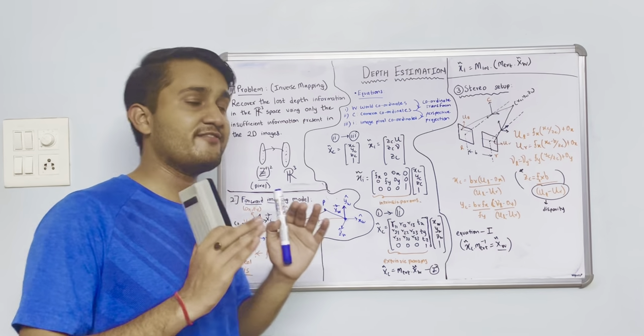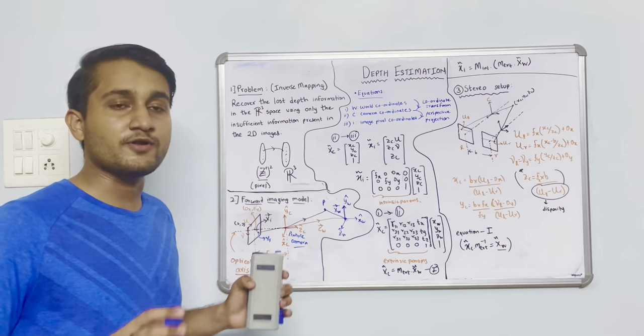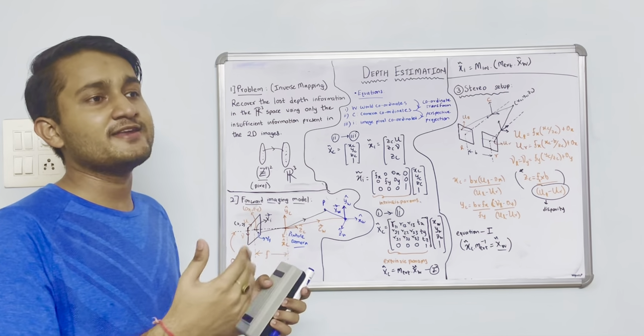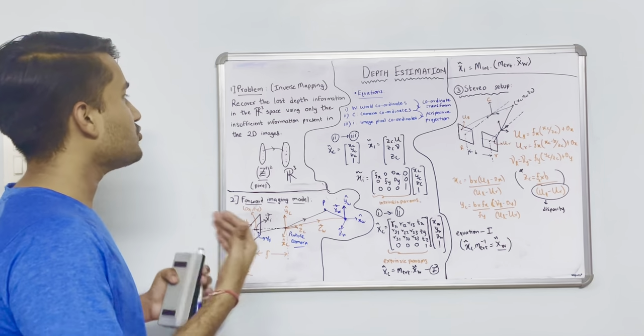So when defined formally, depth estimation is all about recovering the lost three-dimensional depth information by using only the insufficient information present in the 2D images. So given an arbitrary point in a 2D image, we try to find its original location in the 3D space. But to truly appreciate this inverse mapping problem, we first need to understand how a point in 3D space gets projected onto a 2D image plane. This can be explained by the forward imaging model.